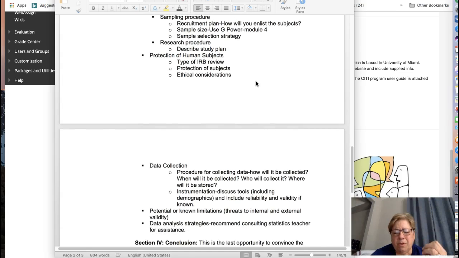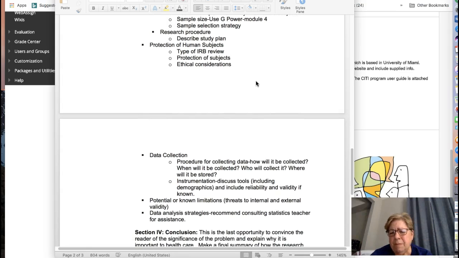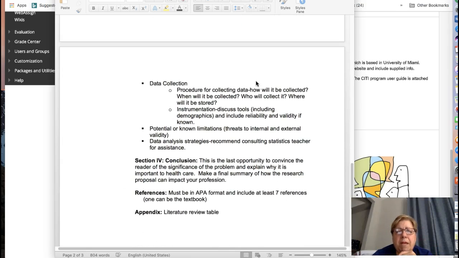IRB review is important. You'll briefly go over that. You'll be revising that after week 6, because in week 6, you're going to go through that CITI program. I think it's CITI. It's a program on protection of human subjects. It's required for all researchers. It's part of the IRB process. So I'll say a little bit more about that in a minute.